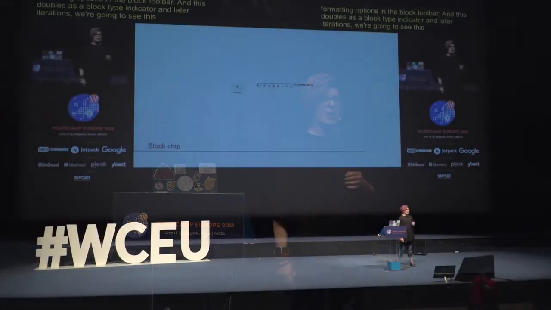Block chip is the name for the icon, and this goes with or without the title. You can see it appears here in the library. It also appears beside the formatting options in the block toolbar. And this doubles as a block type indicator, and in later iterations, we're going to see this used a little bit more. And I'm going to get to some future stuff in a little bit as well.